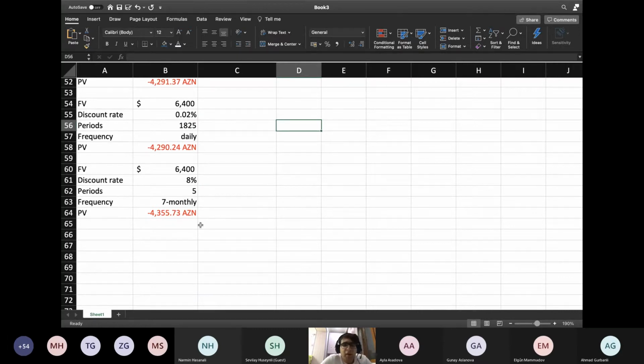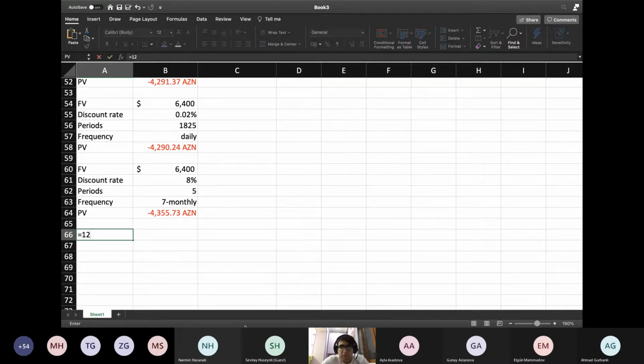And we have 7 monthly. Guys, how many 7-month periods are there in 1 year? For example, we have 2 semi-annual periods in 1 year. How do we find it? We just divide 12 by 6 because we have 6 months in a semi-annual period. How many quarters in a year? 4 quarters, because we have 12 months divided by 3. Yes, because in 1 quarter there are 3 months. And it is also true for the 7-month period, 1.71, and it continues endlessly.